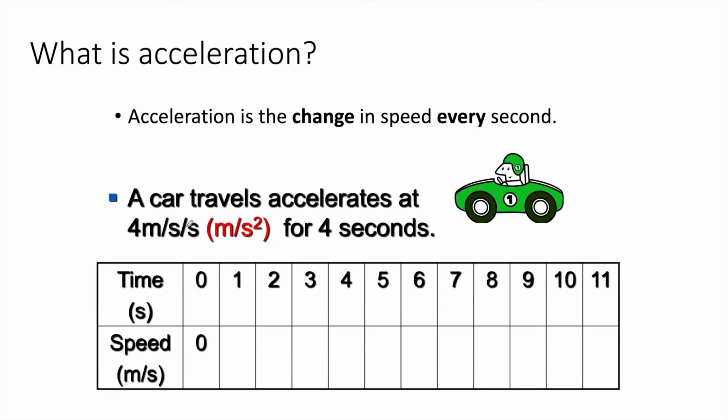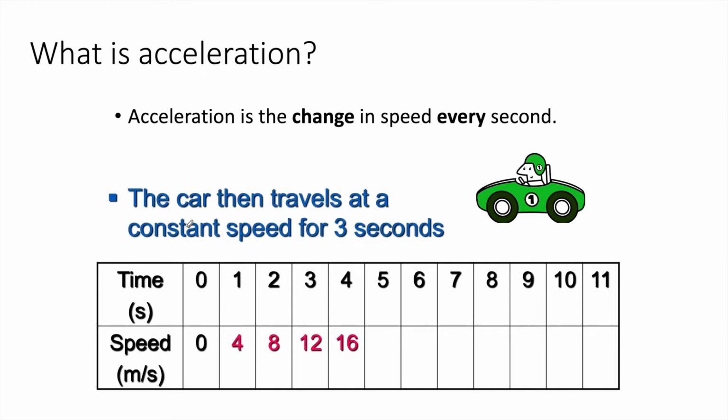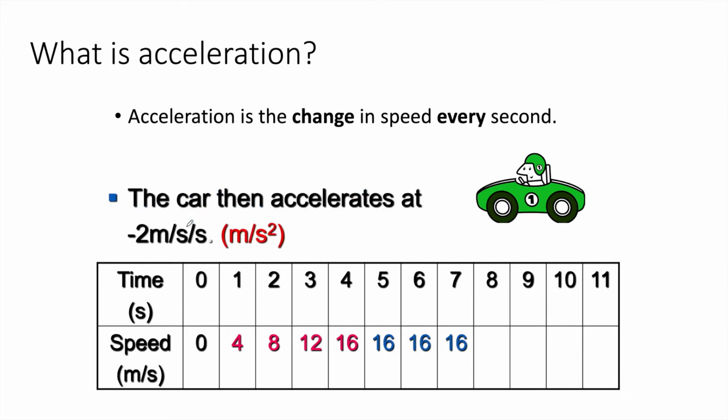So let's just look at this. If it starts stationary, after 1 second its speed would have changed by 4, then it'll go up to 8, then up to 12, then up to 16. Supposing it then travels at a constant speed for the next 3 seconds, and then finally, if the car accelerates at minus 2 metres per second every second, that means that it's losing 2 metres a second of speed every second. We'll take it away. So that will go down to 14, 12, 10, and 8.